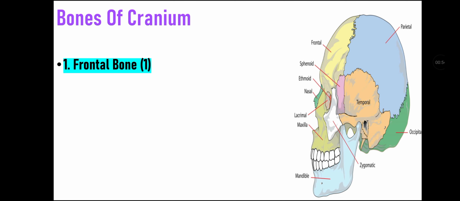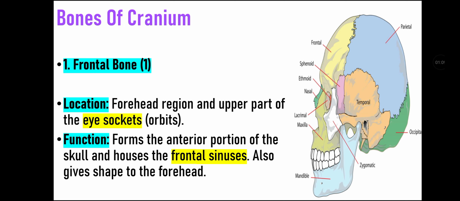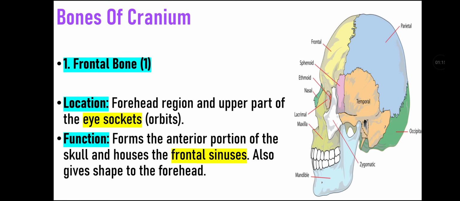First we have is frontal bone. As you can see in diagram, the yellow color bone is frontal bone. It is unpaired bone, that means there will be one frontal bone in every skull. Location: at forehead region and upper part of the eye socket. Function: it forms the anterior portion of the skull and houses the frontal sinuses. It also gives shape to the forehead.